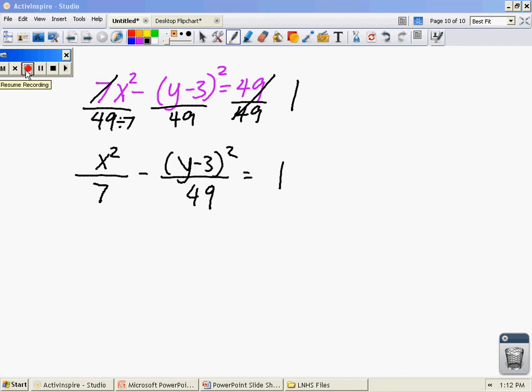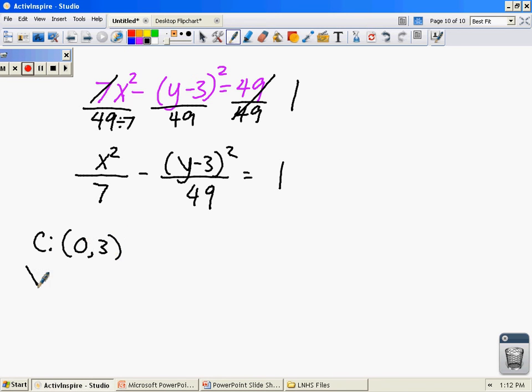Okay, so what is the center? 0, 3. And the x radius? It's the square root of 7, which is not a perfect square root, so we're going to estimate it. And I believe last class somebody told me it was 2.5. If somebody wants to double check that, let me know for sure. We're going to estimate it to be about 2.5. And then the y radius would be 7. The square root of 49 is 7. So there's that. Let's go ahead and graph it.